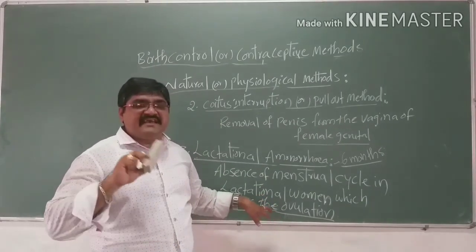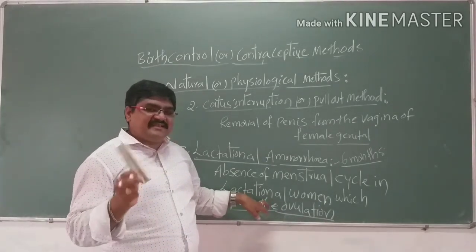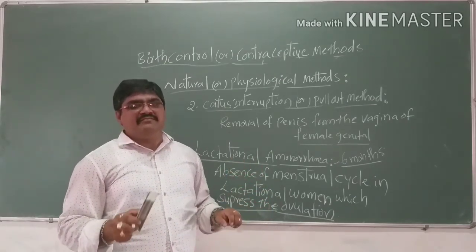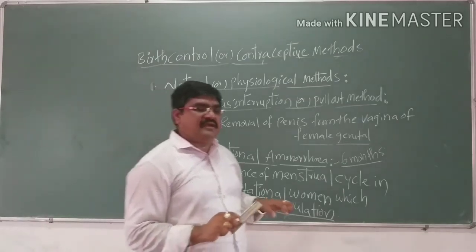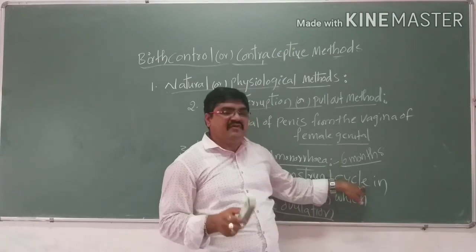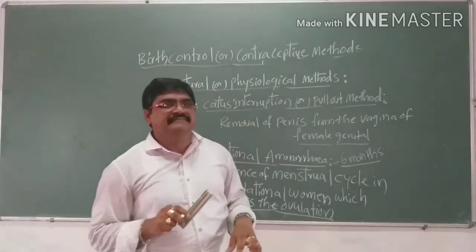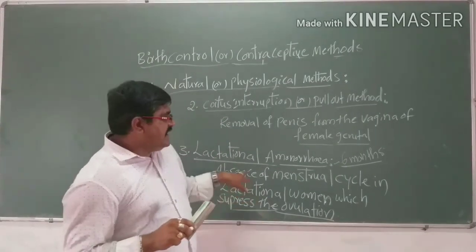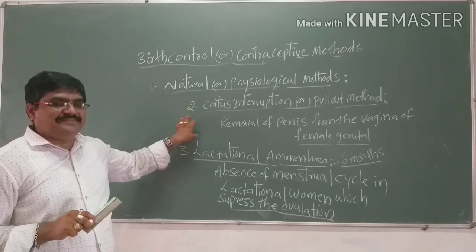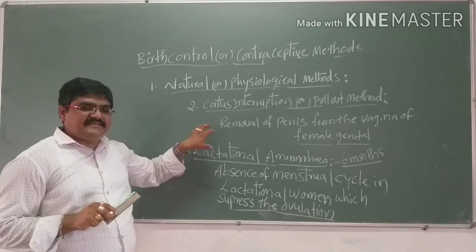Once the menstrual cycle returns after lactation, it may lead to pregnancy. That means before 6 months the menstrual cycle does not occur, but later it can. Once the menstrual cycle is present, it leads to pregnancy. So these are the three methods, and the remaining two methods, the temporary methods and permanent methods, we will discuss in the next class.